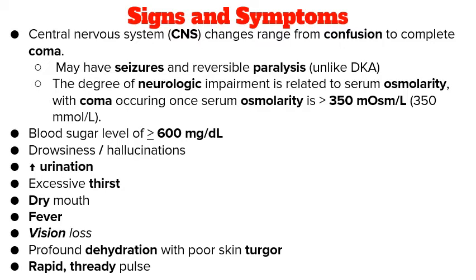Drowsiness and hallucinations, increased urination, excessive thirst, dry mouth, fever, vision loss, profound dehydration with poor skin turgor, and a rapid and thready pulse are also signs and symptoms of HHS.